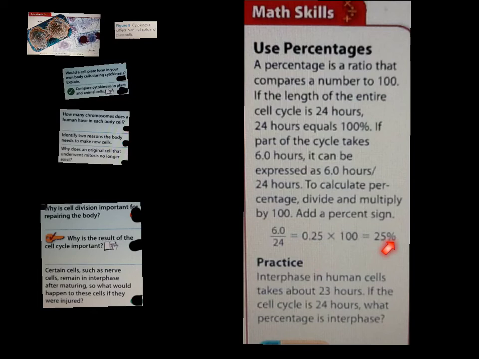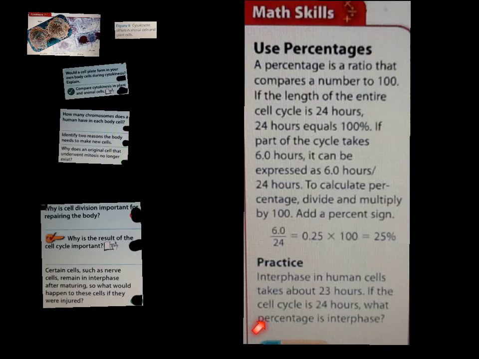Okay, so let's practice this. In your science journal, I want you to write this practice question down. Okay, I want you to write the equation, not the practice question, but I do want you to write the equation. Interphase in human cells takes 23 hours. If the cell cycle is 24 hours, what percentage is interphase? So you're going to do the math. Here's your example. Do the math, get an answer, and we'll talk about it in class.